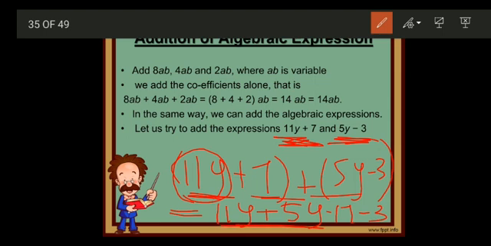So how to add like terms? We have to add the numerical coefficients and write the variable as it is. So 11y plus 5y will be equal to 11 plus 5, y. 11 plus 5 is 16y. So this will be equal to 16y. Then we have the constants, 7 minus 3. What is 7 minus 3? 4. So this will be equal to 16y plus 4.